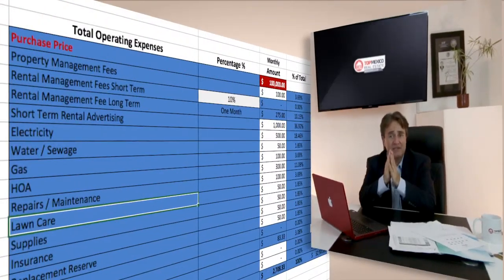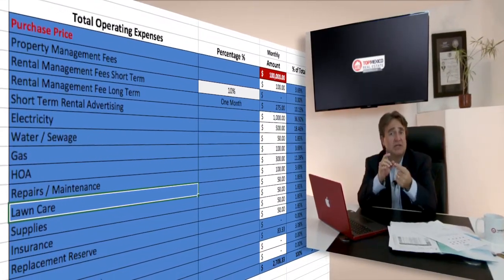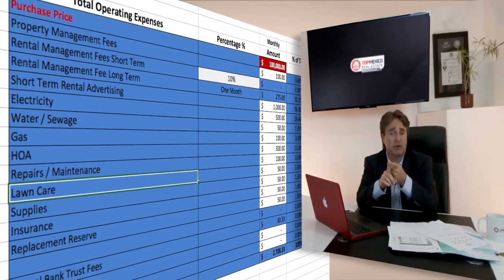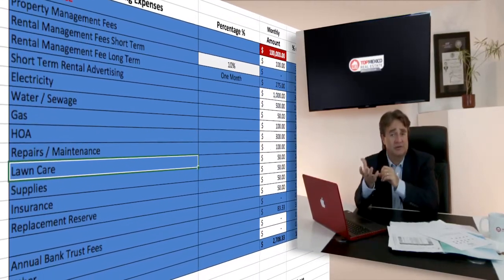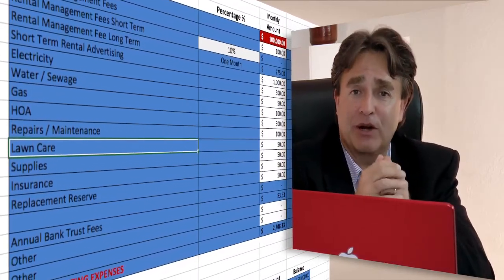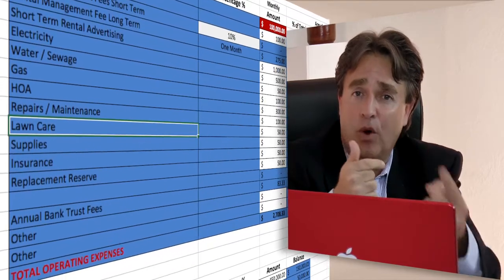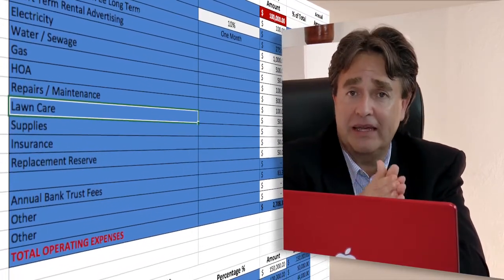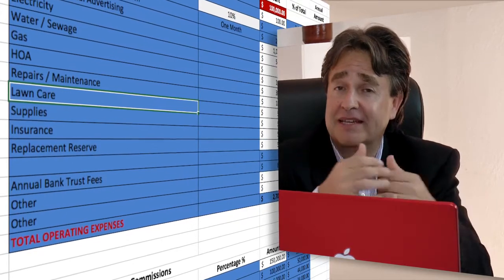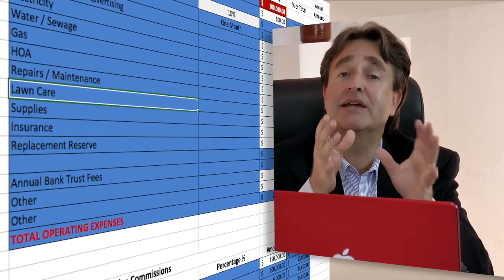The biggest expense is your rental management. You will need to hire a company to look after your property, whether it is for short or long term. Other expenses required are electricity, gas, water, sewage, HOA, maintenance, repairs, insurance, supplies, and anything else that requires having a fully functional home ready to be rented.